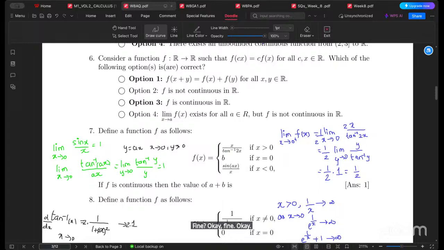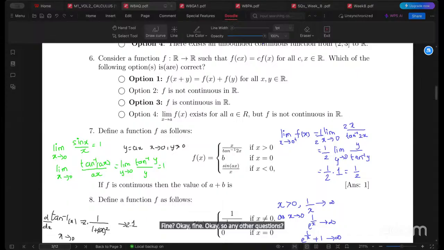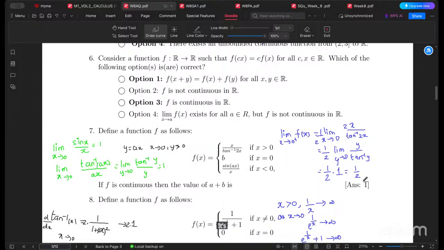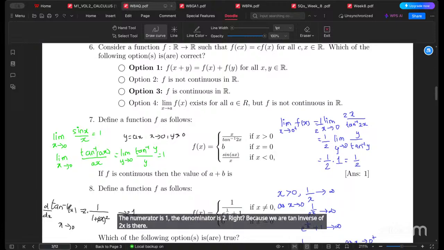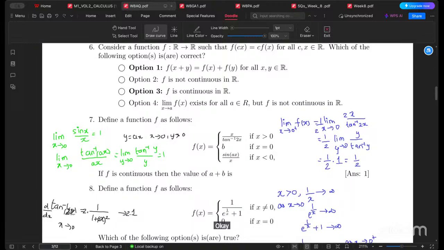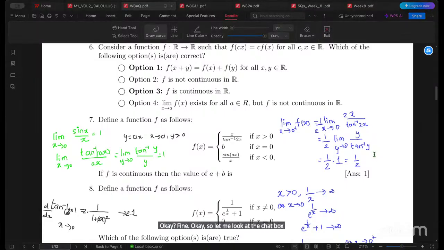Okay, so any other questions? Ma'am, 2 more questions are there in the chat box. They are interesting. Ma'am, if it comes 2, then the answer changes now. It's 1 by 2 again, right? Here the derivative of the numerator is 1, the denominator is 2x. The numerator is 1, the denominator is 2, because here tan inverse of 2x is there. Okay, fine.